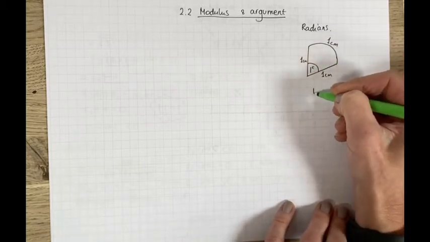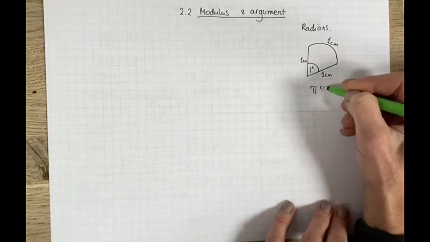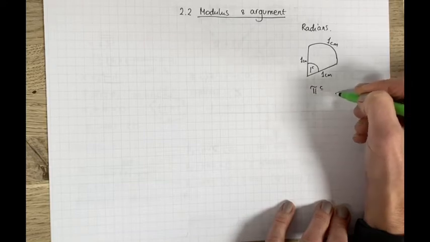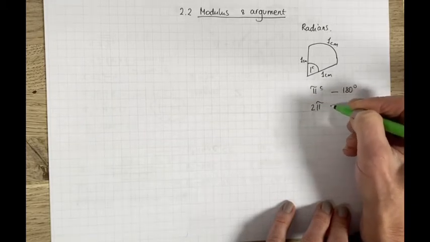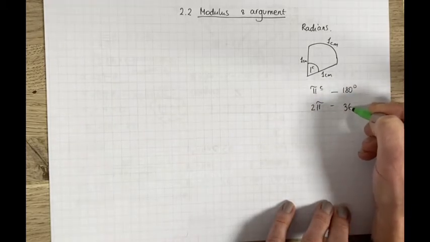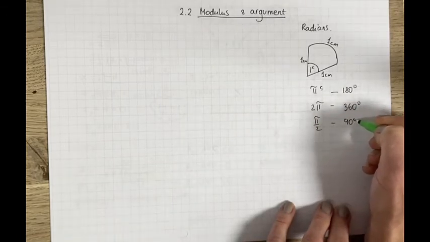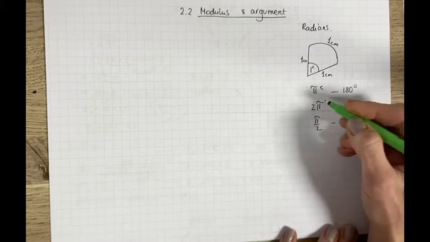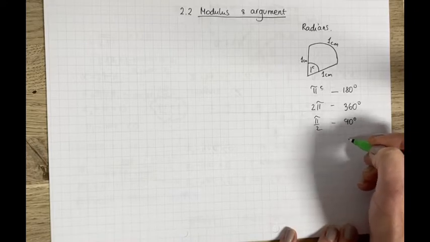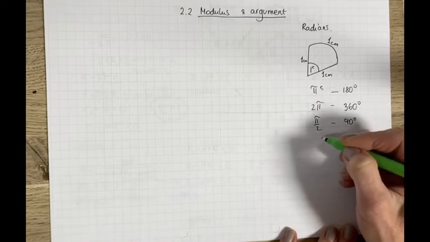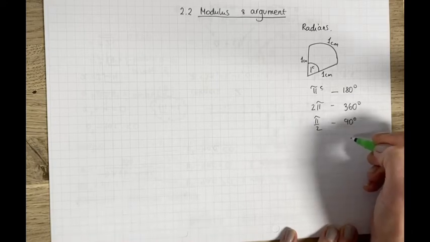Now, if you remember that pi radians, you don't need to put that symbol when you write pi, is equivalent to 180 degrees, so 2 pi is going to be 360, and pi over 2, for example, is 90 degrees. That's all you need to remember. To convert from degrees to radians, you multiply by pi and divide by 180, and from radians to degrees, multiply by 180 divided by pi.